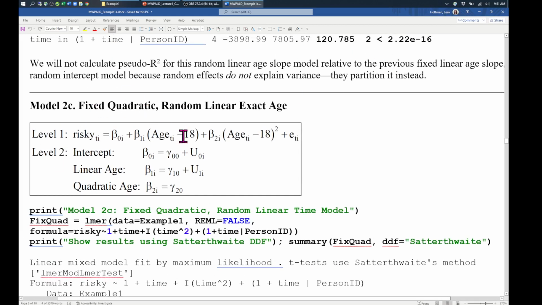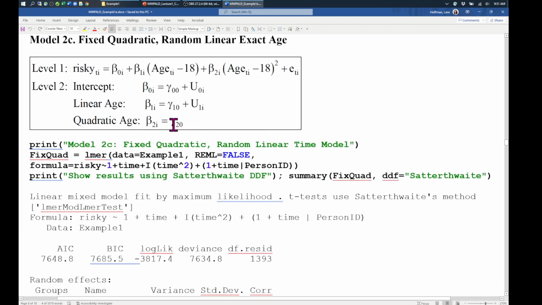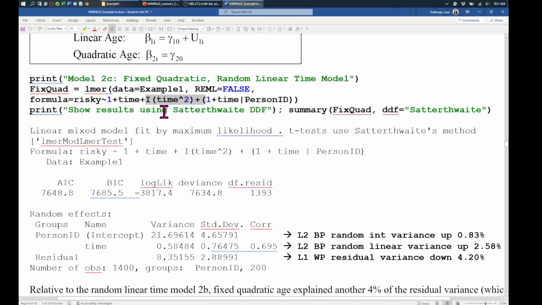Because the trajectory looked bendy, I'm going to add the fixed quadratic term. So in the equation here, note that it's just the new gamma term here for beta 2 and no u that goes with it. And this is the new piece in the equation, I times squared, which is how I figured out how to do squared things. It wouldn't let me do the variable colon variable when it was the same variable. If this doesn't work, you can make a squared variable manually and stick it in. I've done that before too.